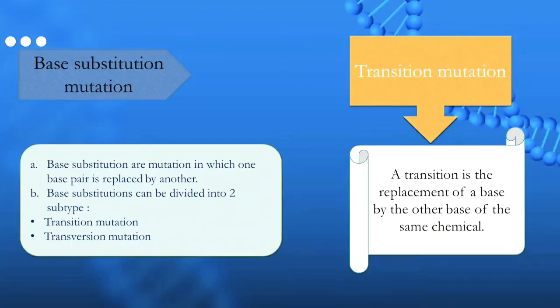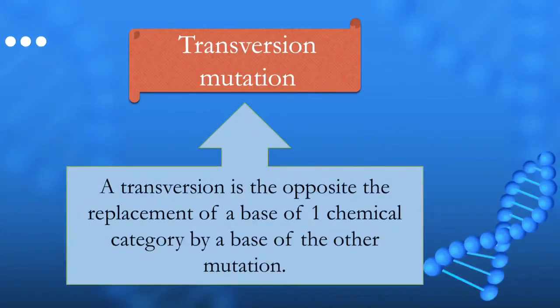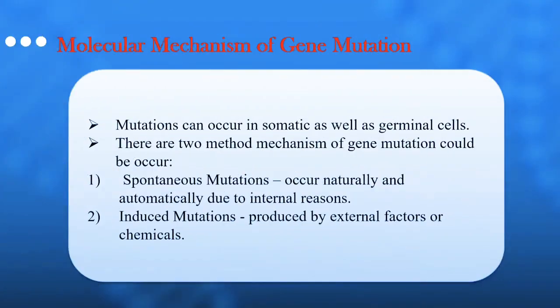Transition mutation is the replacement of a base by the other base of the same chemical category. Transversion mutation is the opposite: the replacement of a base of one chemical category by a base of the other. Molecular mechanism of gene mutation.